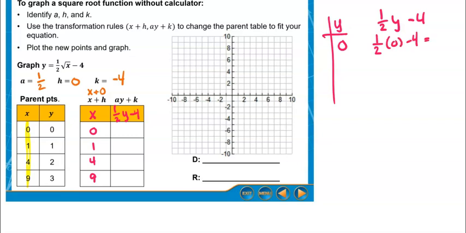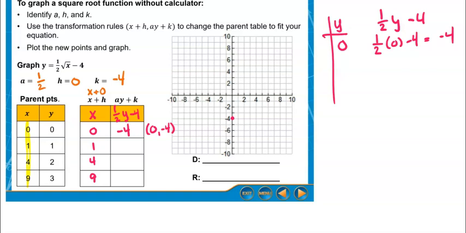So that would equal -4. So from this, I know that -4 is one of the points on our translated graph. So I'm going to plot the point (0, -4). And that makes sense, right? Because it translated down 4.